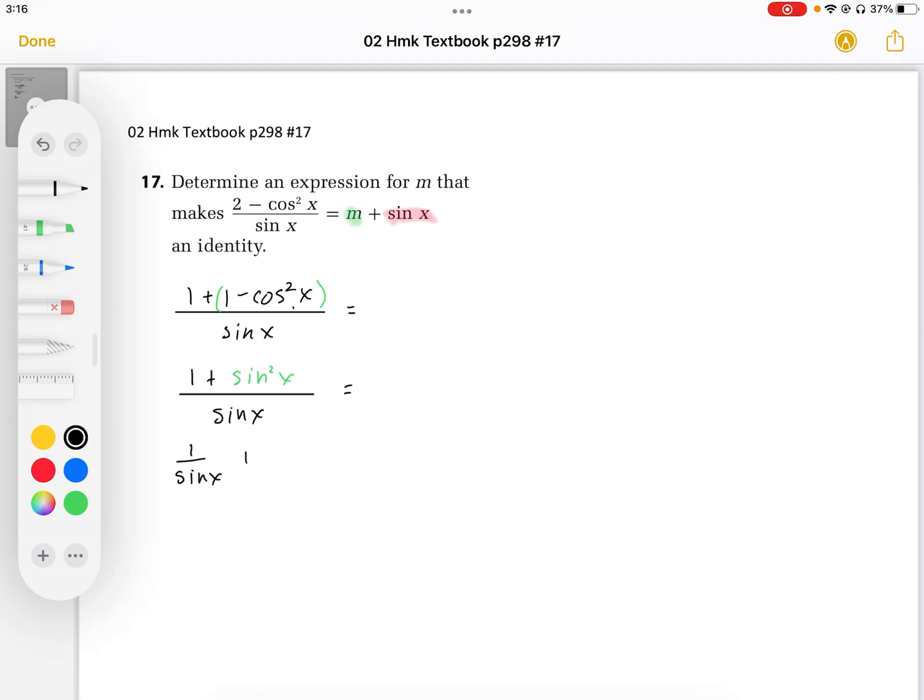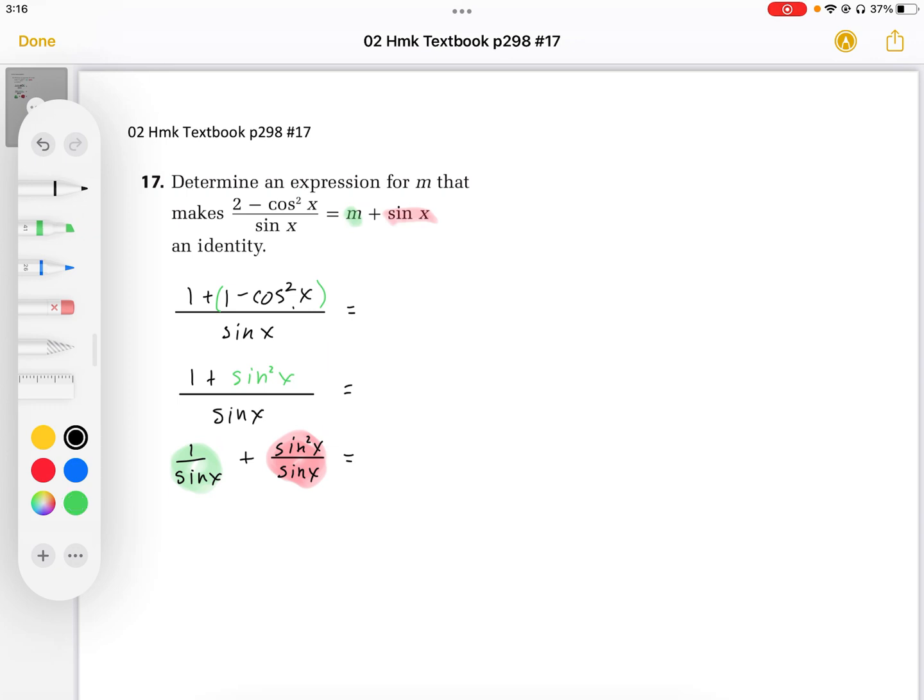I need to split off that 1. Sine squared x over sine x. Well, that's what I'm looking for. That's the sine x piece that I'm looking for because I know that's going to simplify into the sine x part that I want. I've made that match. So then the other part must be the m part here.